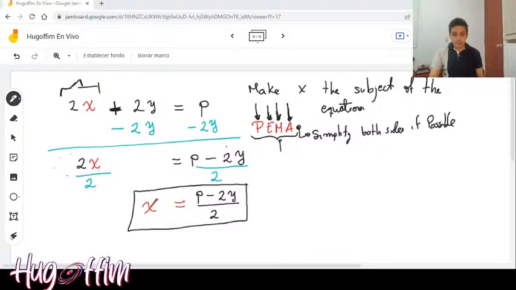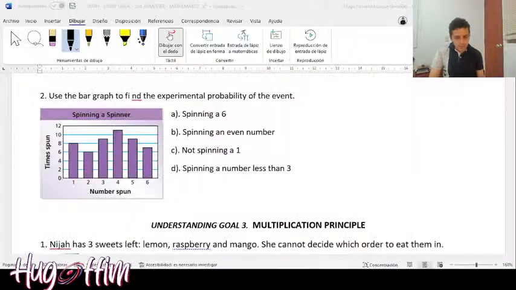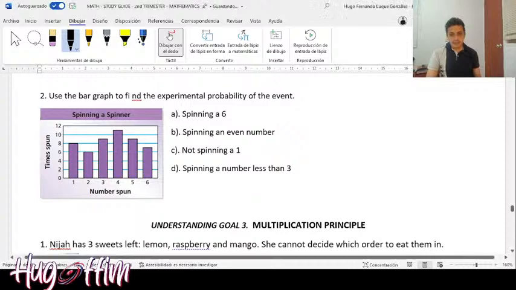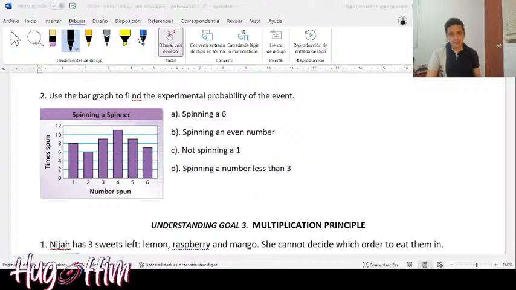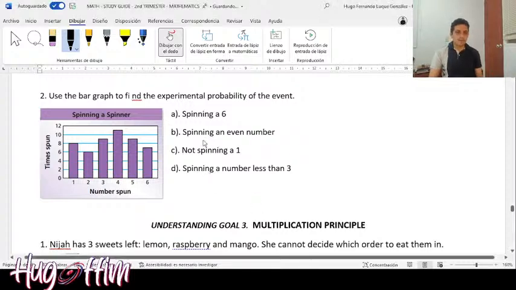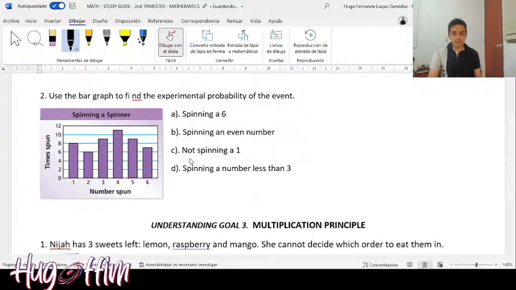Now I'm going to the next question that they sent me, about probability. I'm going to change the board to work on another question about probability. You can see here it says use the bar graph to find the experimental probability of the event. The specific questions are: spinning a 6, spinning an even number, not spinning a 1, and spinning a number less than 3.